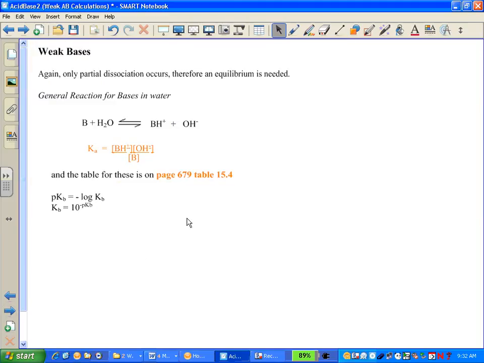For weak bases, similarly, we need to set up an equilibrium. The general formula for a weak base is simply B. So when B reacts with H2O, it accepts a proton to produce BH+ and OH-. Just notice a little typo here. This should be Kb. So this is the equilibrium constant for the dissociation of this base, and the concentration of BH+ times the concentration of OH- divided by the concentration of B will give you the value for the Kb.